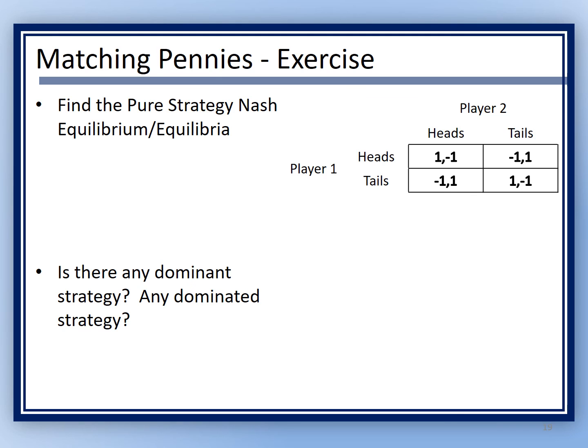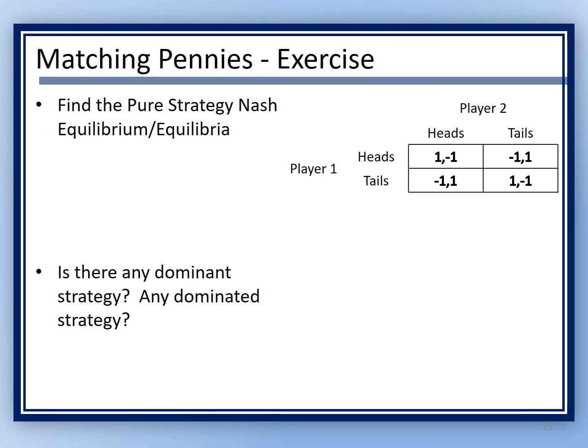I win by matching your coin, and you win by mismatching my coin. When I win, you lose, and when you win, I lose. Our incentives are completely opposite of each other. So if I put heads, you want to put tails. If you put tails, I want to put tails too. If I put tails, you want to put heads. And if you put heads, I want to put heads. So you have this cycle where you will never settle on a particular outcome. And we can show that.